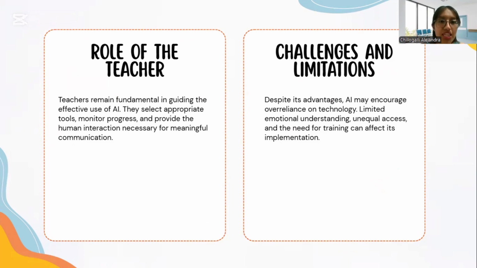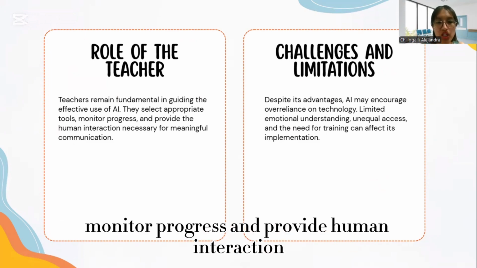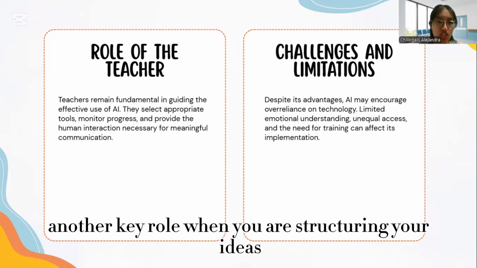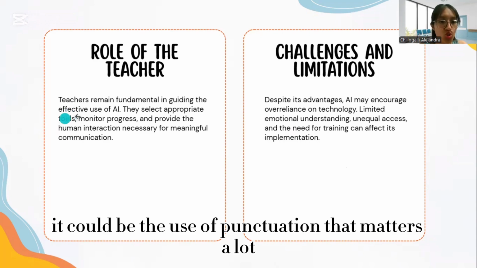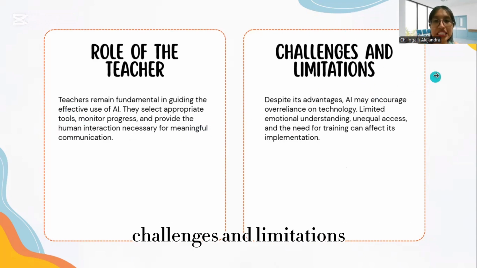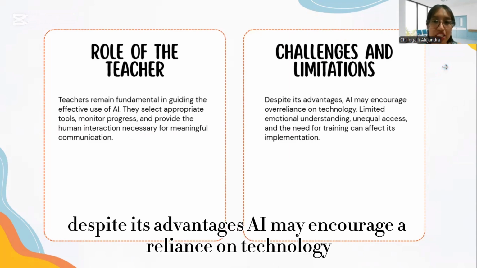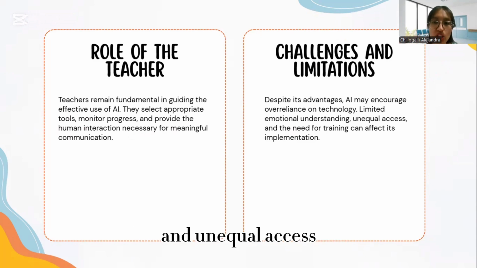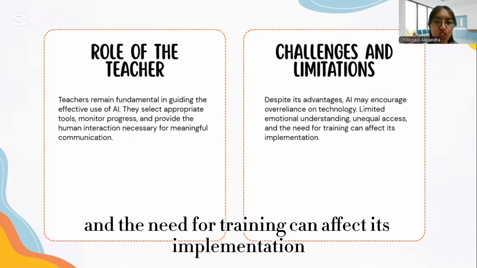use of AI. They select appropriate tools, monitor progress, and provide human interaction necessary for meaningful conversation. Another key role when you are structuring your ideas is the use of punctuation. That matters a lot. Challenges and limitations: despite its advantages, AI may encourage a reliance on technology, limited emotional understanding, unequal access, and the need for training can affect its implementation.